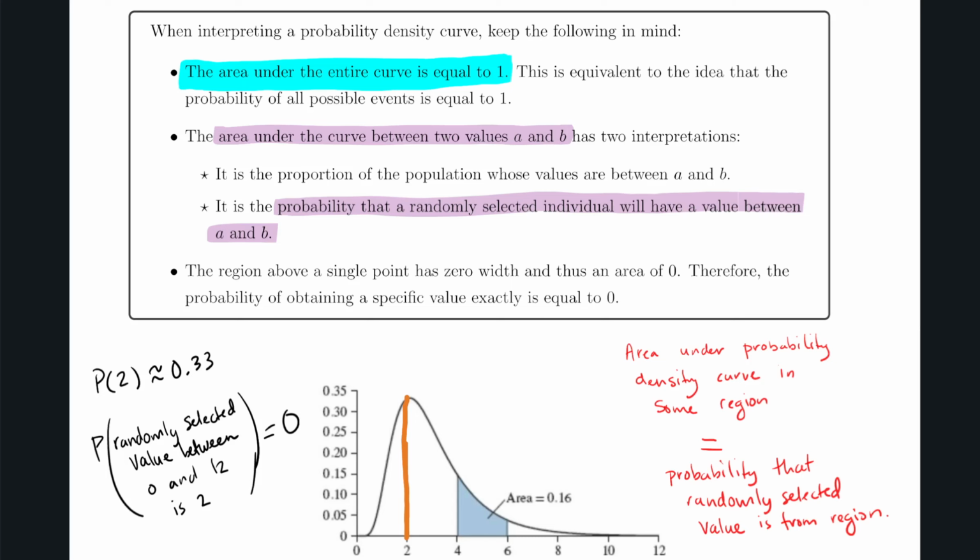And something of no width can have no area. And if the area is the probability, that's why the probability of obtaining a specific value is equal to 0 if we're picking from all possible values. And that's our explanation of the third point. If you were to randomly select a value between any range, the likelihood that you get a specific value is 0.